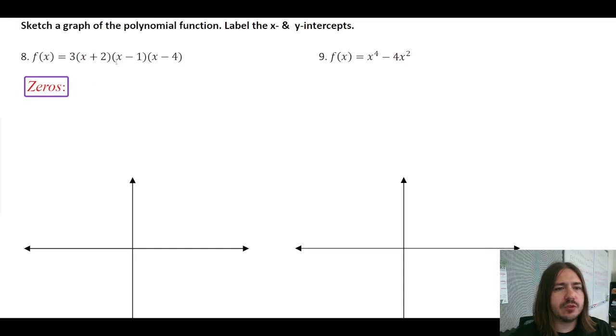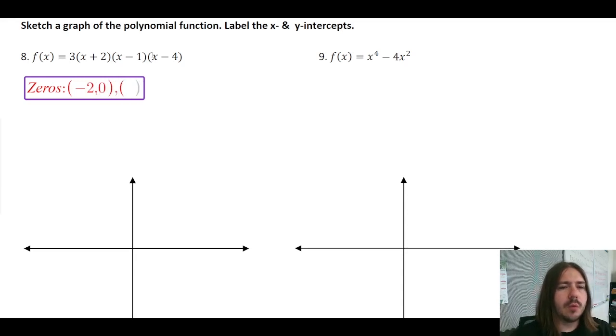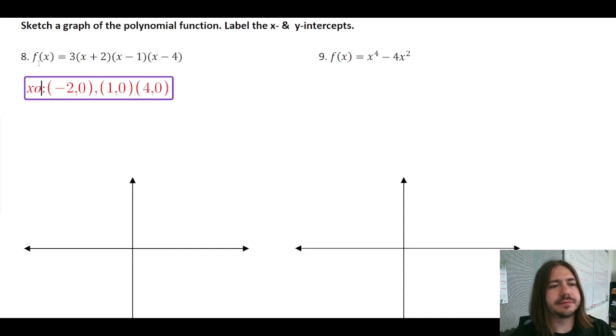So if I set each one of these equal to 0 and solve them individually, I'm going to get x equals, here, I'll just write them as coordinates. Negative 2, 1, and 4. And I have no multiplicity here, so I'm not expecting any bounces. The graph should just pass through these x-intercepts. Maybe I'll just write them as x-intercepts.